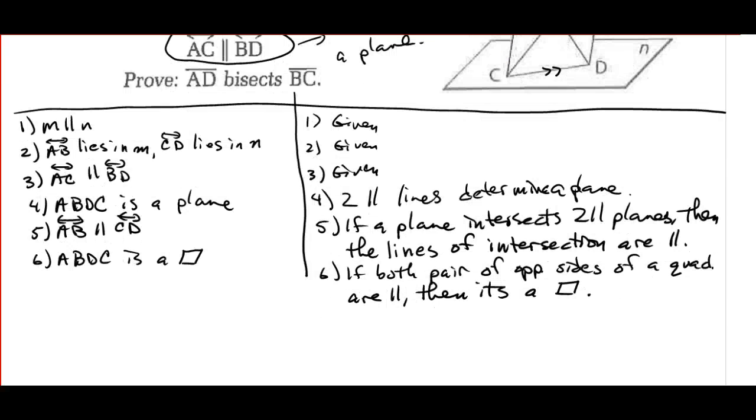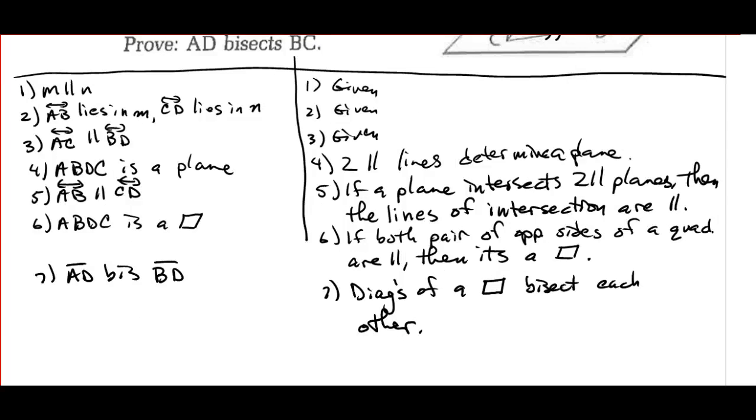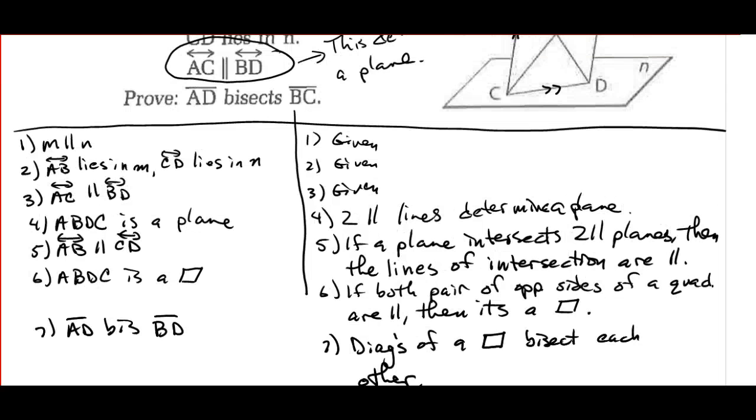So step 7, segment AD bisects segment BC, and our reason is diagonals of a parallelogram bisect each other. So you can see how knowing those properties of the different parallelograms are going to be important. This saves you a lot of time and effort in order to prove this.